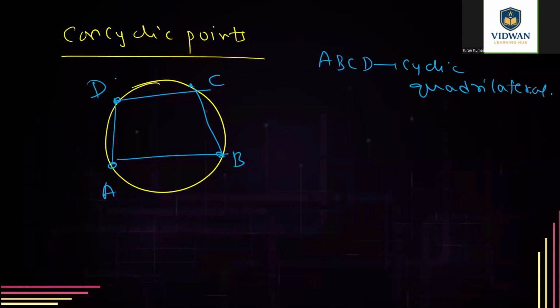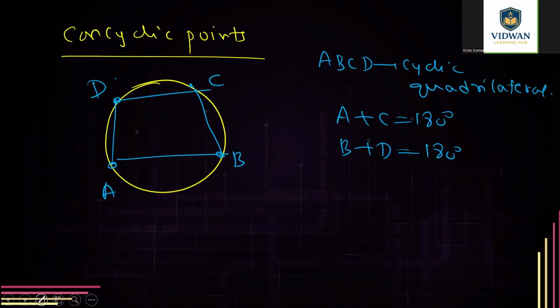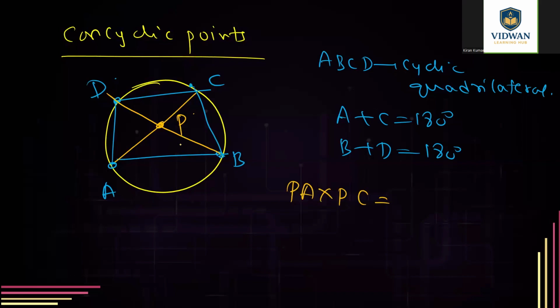And we also know that if it is a cyclic quadrilateral, opposite angles will add to 180. A plus C will be 180 degrees. B plus D will also be 180 degrees. And you also have some properties, angles in the same segment of a circle are equal, all that. But right now, for some problems, we need a different type of method. If I join this and join this, I'll be getting two chords. They are chords of the circle intersecting in P. So for concyclic points, the criterion is that the product of segments of this chord, PA into PC, should be equal to the product of segments of the second chord, PB into PD. This is the condition for concyclic points.